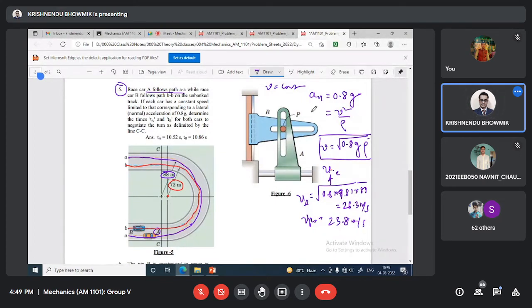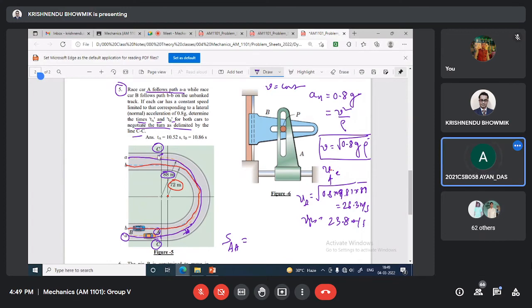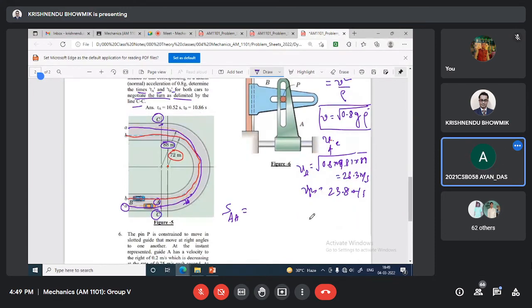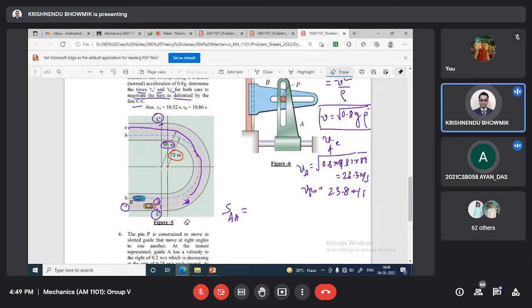Now for SA, total distance A will cover, how much? This A, this color, how much distance will it cover for the race? And it is told to determine the times TA and TB for both cars to negotiate the turns as delimited by the line CC. This is the final destination. It will start here. So what is the distance A will travel? 72 pi plus this. I will erase this, you will understand better. Now tell me, A is, this is pi A.